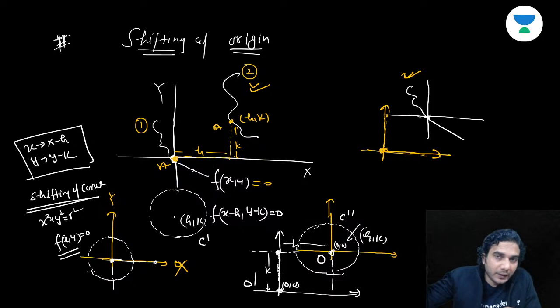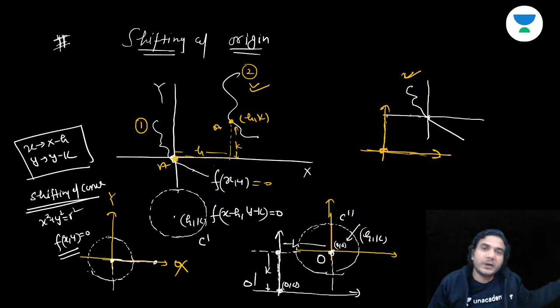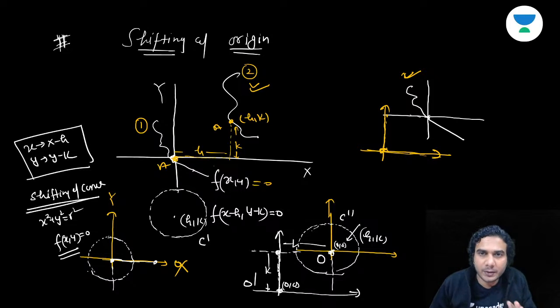Either we can shift the curve directly, so that the point which was at 0 comma 0 is now at h comma k. Or you can do the same process by shifting the origin in the opposite direction. The curve will remain the same and the origin will be shifted in the opposite direction. Opposite direction, you're understanding, right?